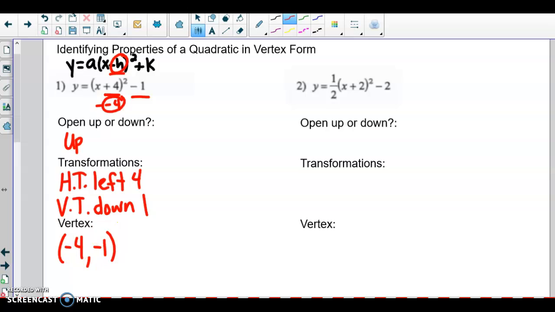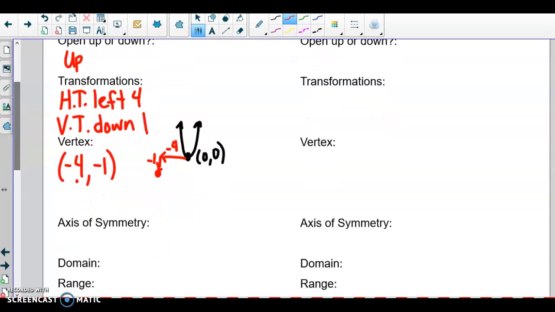Let me talk about this a little bit more. That should make sense. If my parent function vertex is at 0, 0, and I went left 4, that means I went negative 4 to the left, and down 1 means negative 1 down. So my new vertex is at negative 4, negative 1. Should make sense. Always think opposite with anything with x here. My axis of symmetry, if you know the vertex, the axis of symmetry will always come from h. So here, x equals h for us is x equals negative 4.